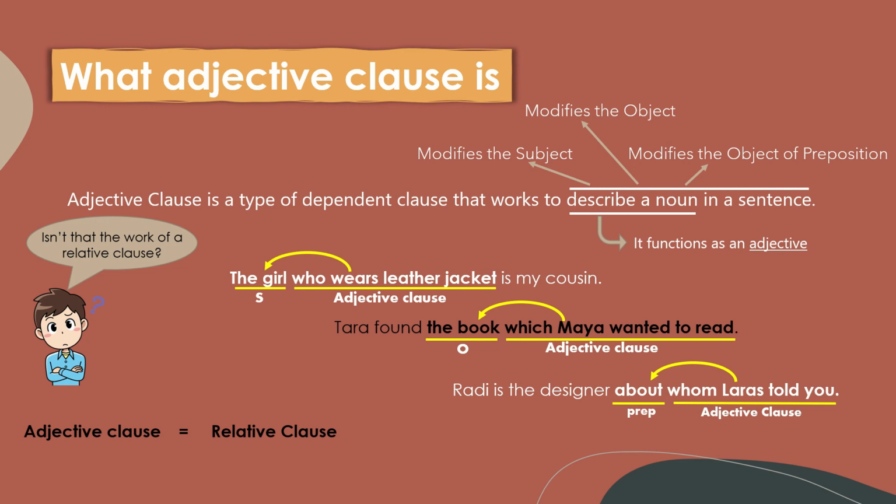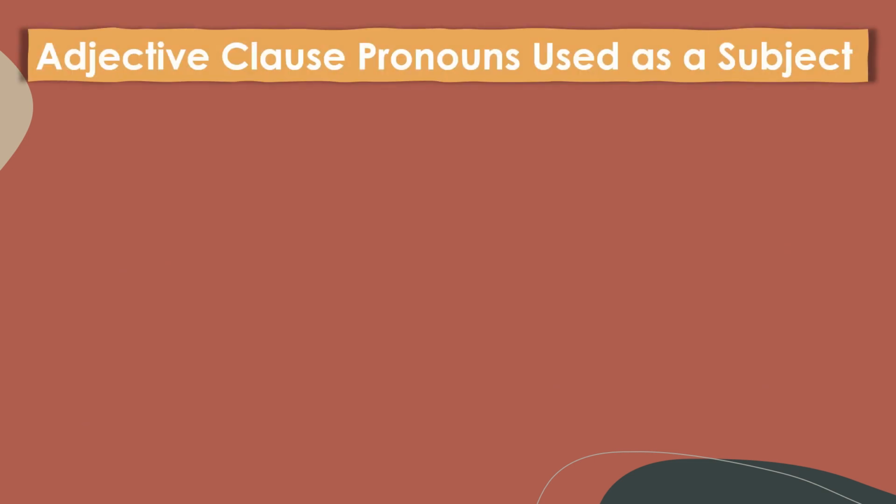Okay, so the next topic is adjective clause pronouns that are used as a subject. The adjective clause pronouns consist of who, whom, which, whose, that, and WH question words. Remember that these are the pronouns of the adjective clause. Whenever you see who, whom, which, whose, that, and WH question words, it's no doubt an adjective clause follows.